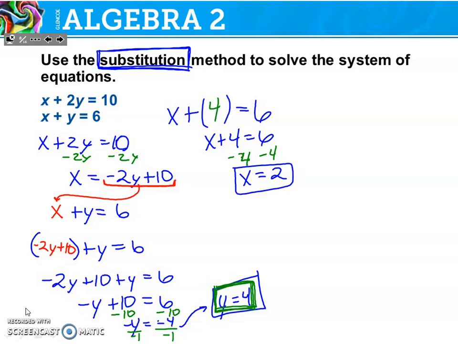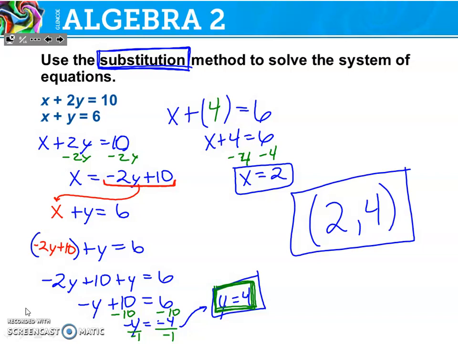So I found that y equals 4 and x equals 2. Neither one of those two are my final answers. My final answer is the point where they intersect. And that point where they intersect is 2, 4. So 2, 4 would be my answer for the substitution there. Okay?